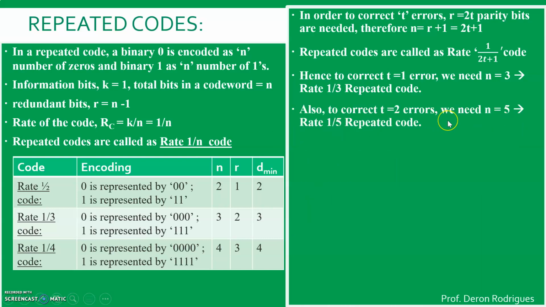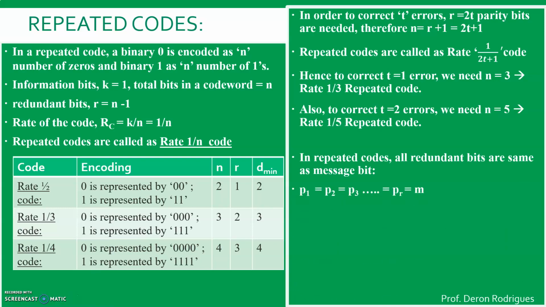Similarly, if at all we want to correct 2 errors, t is equal to 2 and n will be equal to 2t plus 1, that is 5. So we require a rate 1 by 5 repeated code in order to correct 2 errors. Rate 1 by 3, rate 1 by 2 and rate 1 by 4 codes cannot be used to correct 2 errors. Let's have a look at the parity bits.